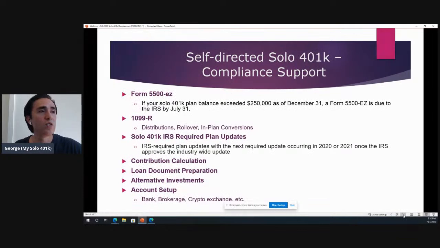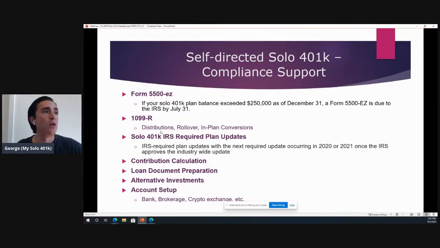So let's talk about the support. Once you move everything over and you convert it to the self-directed solo 401k, we are going to provide all the ongoing compliance support. And like I mentioned to that last question, it's a totally flat fee structure. So you know exactly what you're signing up for. You can be confident that whatever you need, you're not going to have to pay more for that type of support.